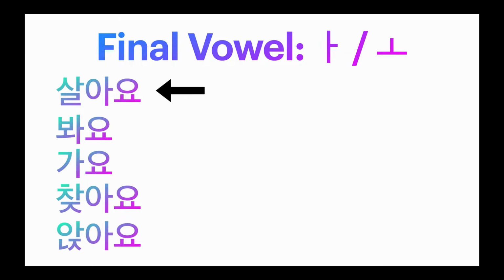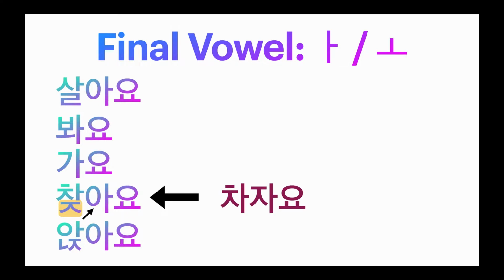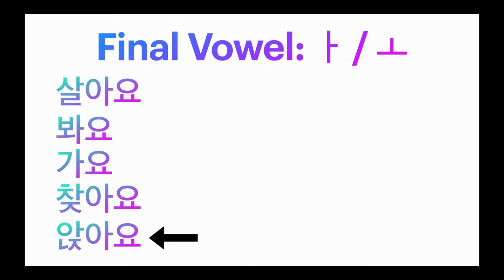살아요. 봐요. 가요. 찾아요. And this 지읒 carries over into the empty vowel, so the pronunciation is 차자요. 앉아요. And again, this 지읒 carries over into the empty vowel, so the pronunciation becomes 안자요.